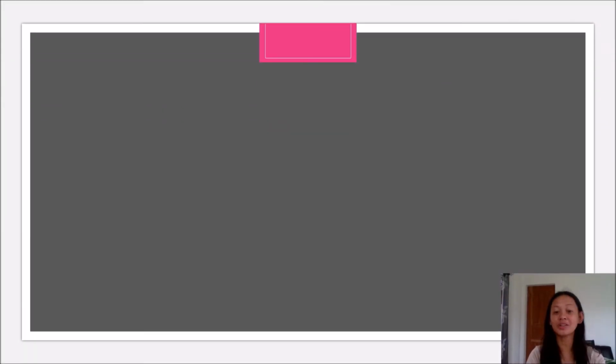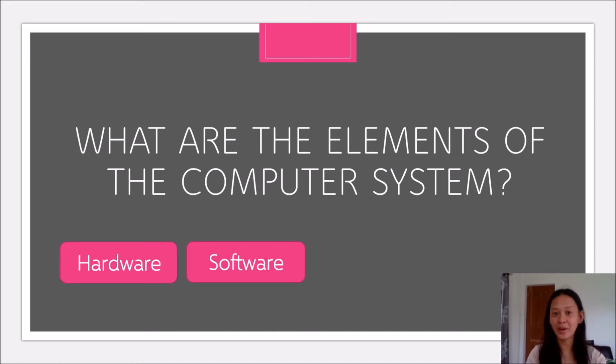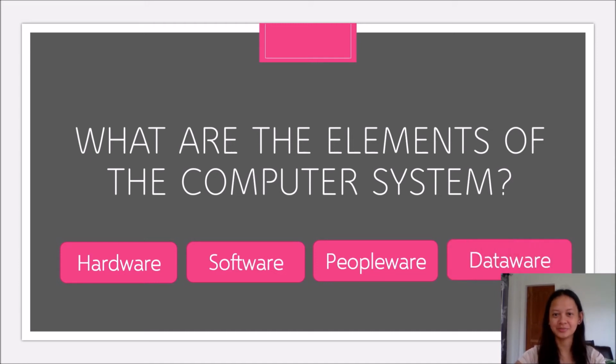Can you tell me what are the elements of the computer system? You have the hardware, software, peopleware, dataware.